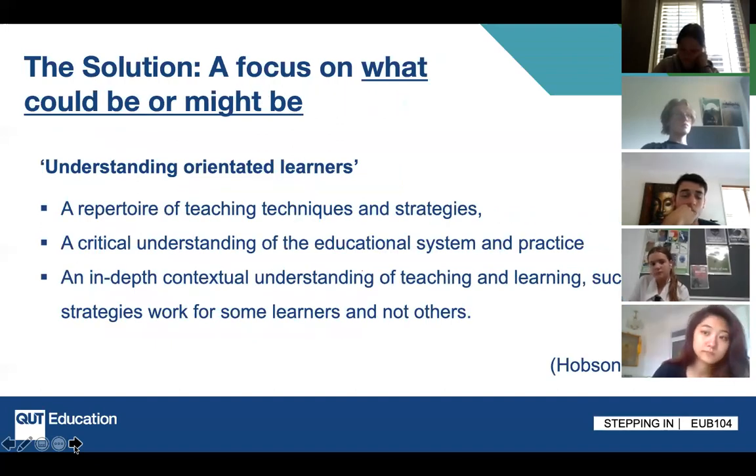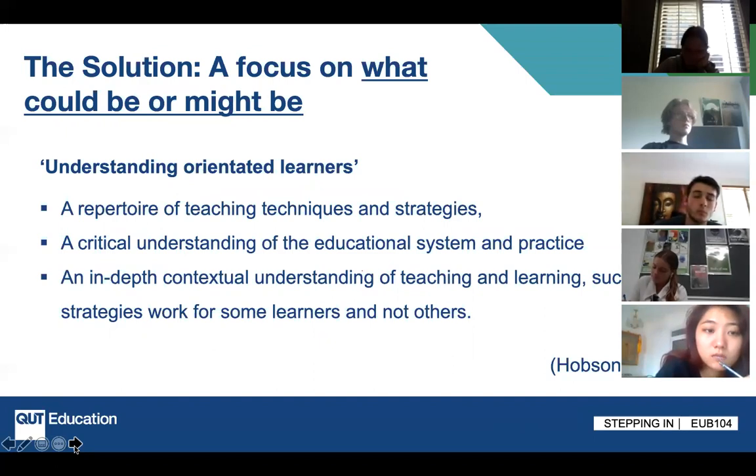So also though, in contrast, there were some pre-service teachers in this study who valued and could apply theory to practice. So he referred to these students as understanding orientated learners. So they believed that it was important to learn or gain a repertoire of teaching techniques and strategies. So they also thought that it was important to develop a critical understanding of the educational system and educational practice.